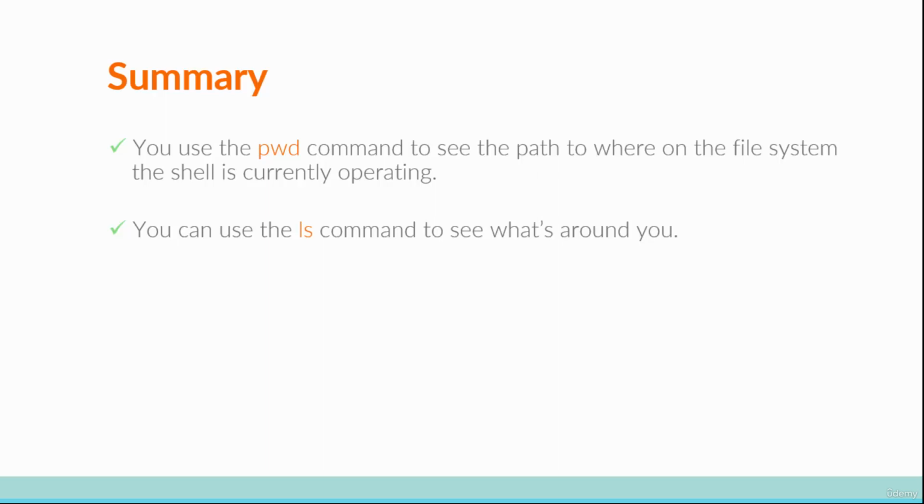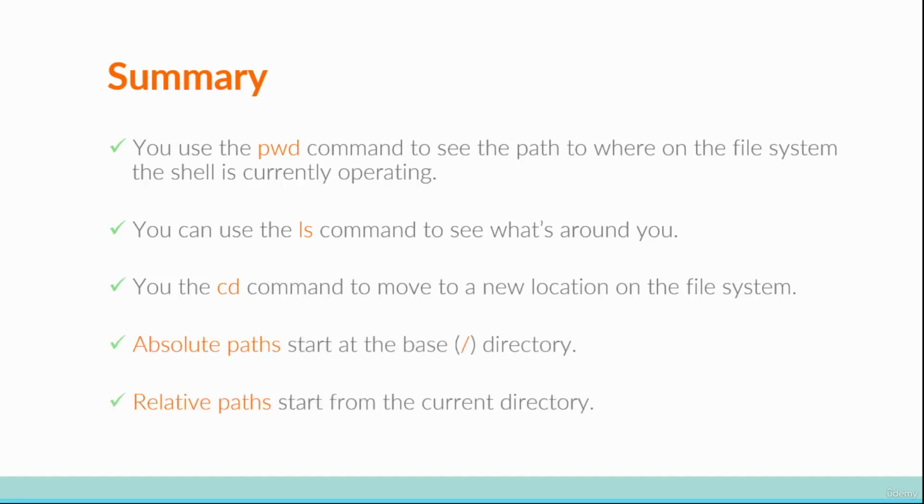Folders are in blue and files are in white, but you can make that easier to see using the capital F option, and we went through several other options that the ls command can have to make viewing things and viewing files in the command line a lot easier. You saw that the cd command can be used to change directory or move to a new location on the file system, and you saw that absolute paths are paths that start at the very base directory of the file system, so the slash, and relative paths are the paths that start from the directory that your shell is currently in. Relative paths are usually easier to type, but absolute paths are very clear as to where they end up.